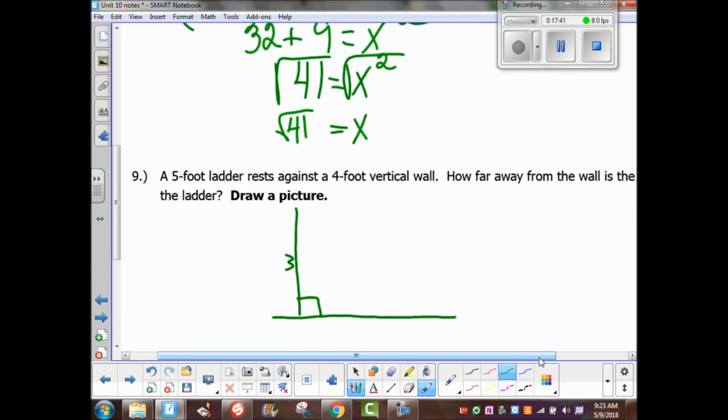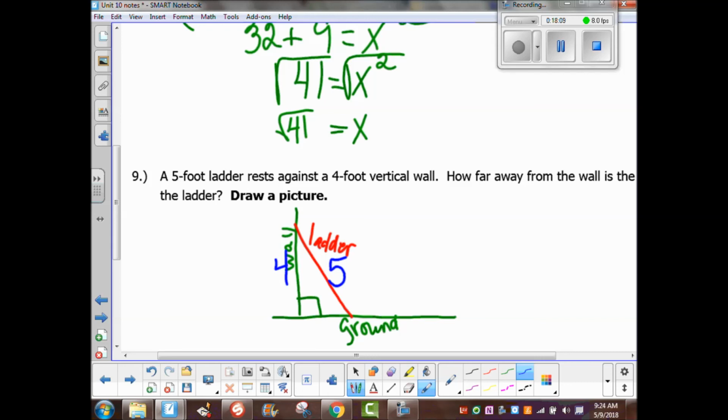So here's my wall, here's the ground, and then in order for somebody to climb up that ladder, it's got to be at a little bit of an angle. Okay, so that's our ladder. So the ladder is the hypotenuse. So we have to label, it says a 5-foot ladder. So the hypotenuse is 5, resting against a 4-foot vertical wall.